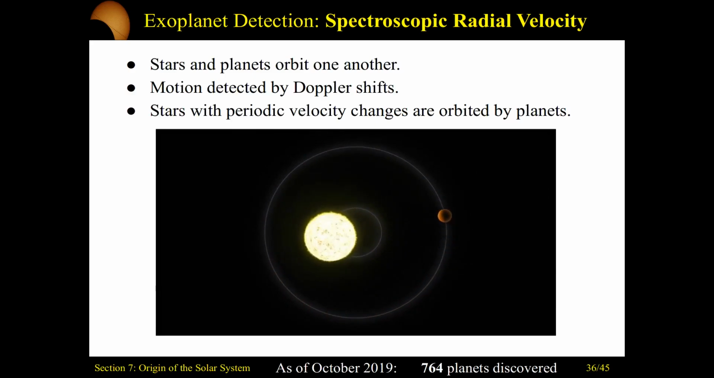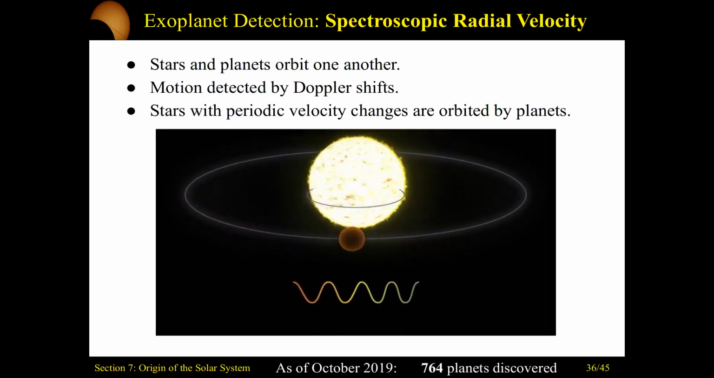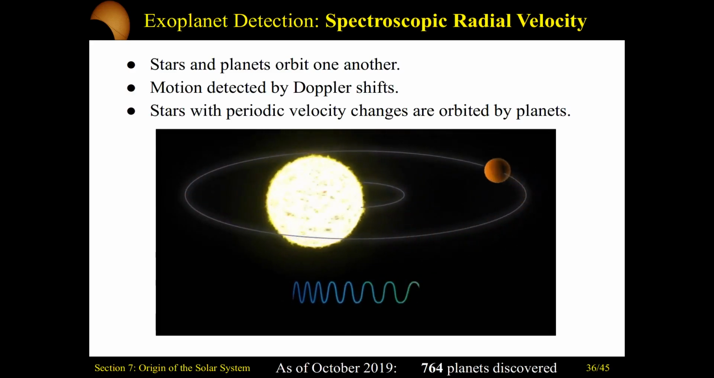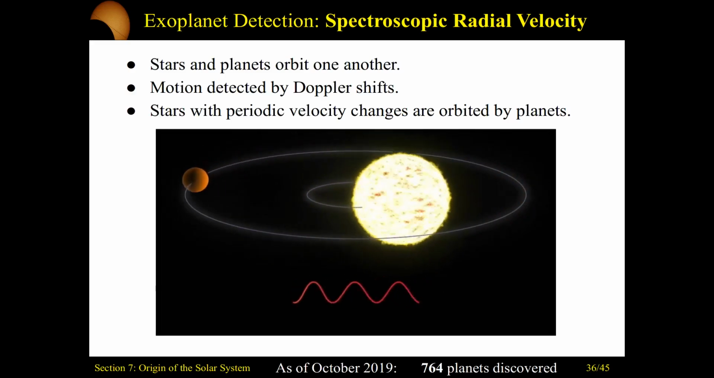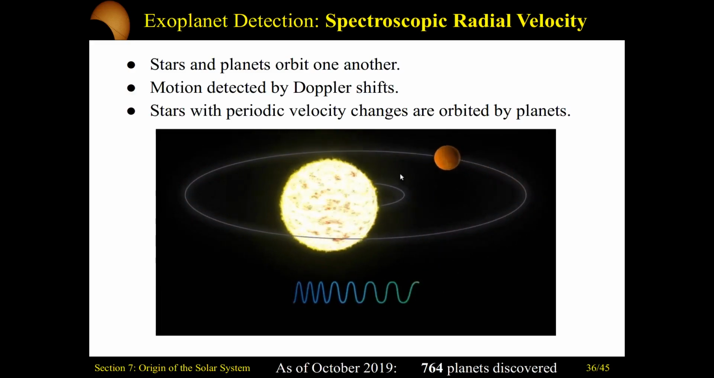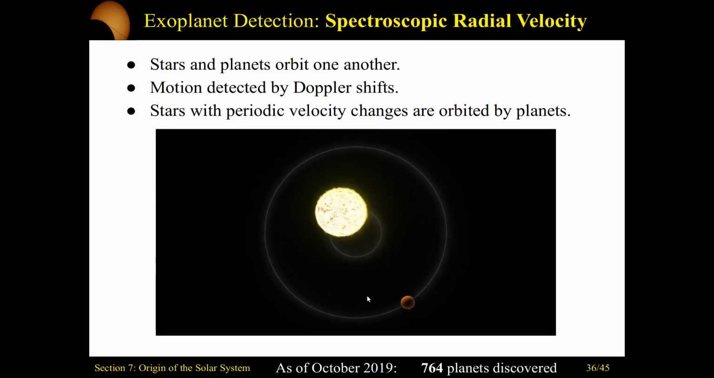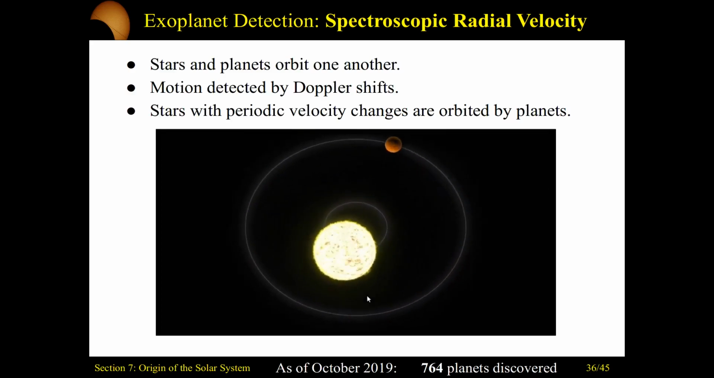This method has been widely successful too. It's gotten us 764 planets so far. Once again, this is limited to massive planets. The more massive the planet is, and the closer it is to the star, the more likely, the more successful this method is going to be in discovering that planet.